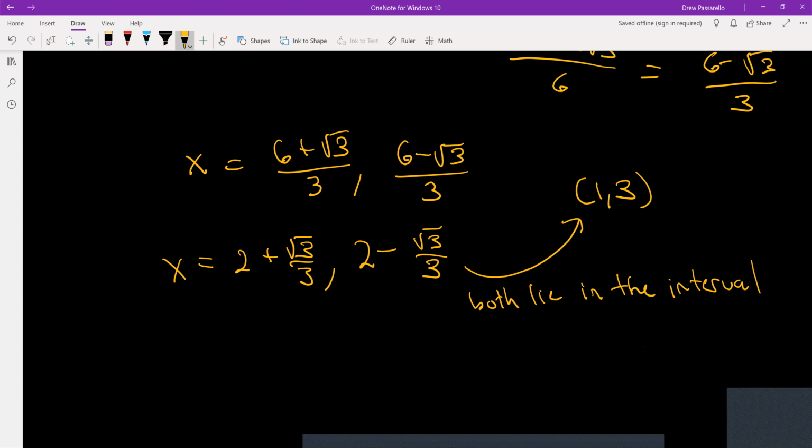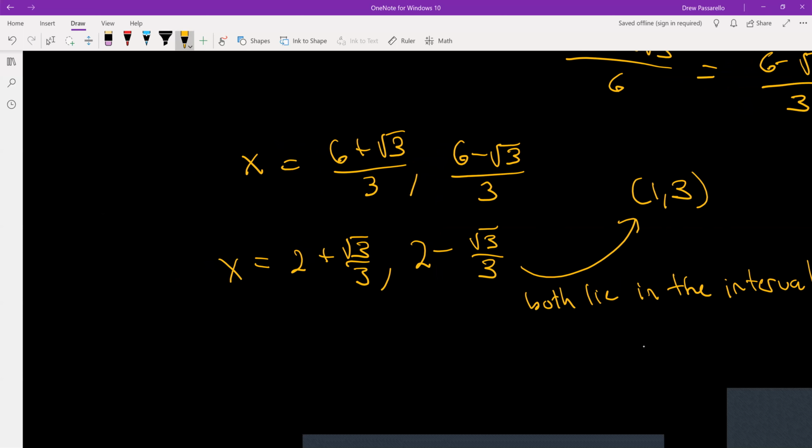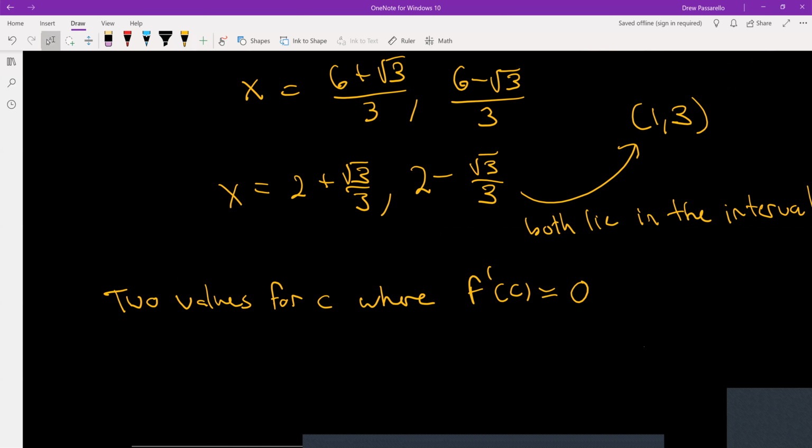All right, so we found the two values for c. There are two values for c where the derivative is equal to 0. And they are 2 plus square root of 3 over 3 and 2 minus square root of 3 over 3.